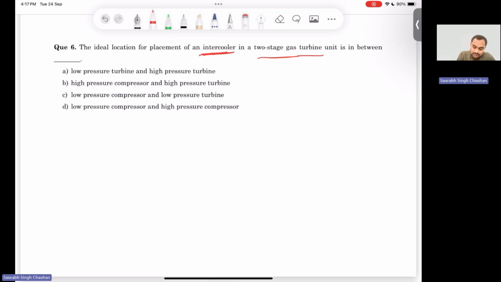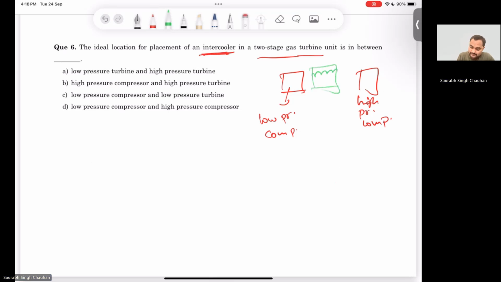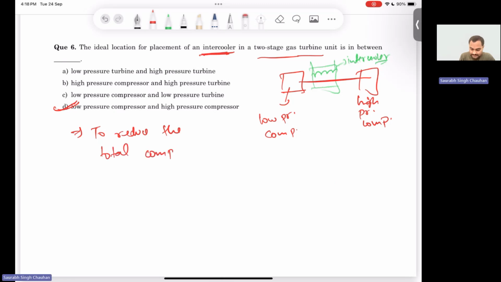Okay, so the intercooler is used between two compressors. The first compressor will be your low pressure compressor, and the second one will be your high pressure compressor. The low pressure compressor, then the high pressure compressor, and in between you will use an intercooler. So the intercooler is used between the low pressure compressor and the high pressure compressor. Why? To reduce the total compression work.